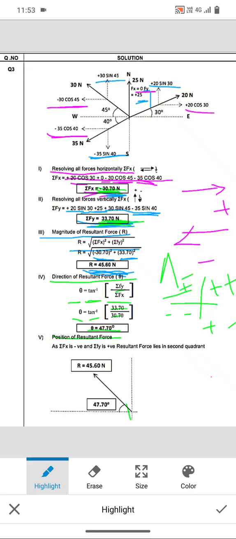In this case summation Fx is negative and summation Fy is positive, therefore the resultant force lies in the second quadrant. As shown in the figure, draw the second quadrant first. Then the angle theta is 47.70 degrees, and the resultant is 45.60.